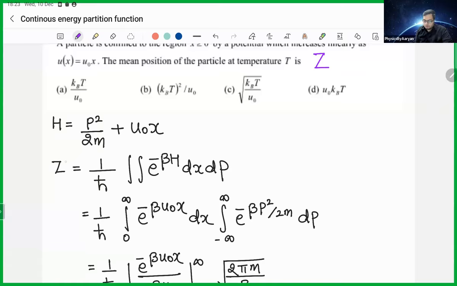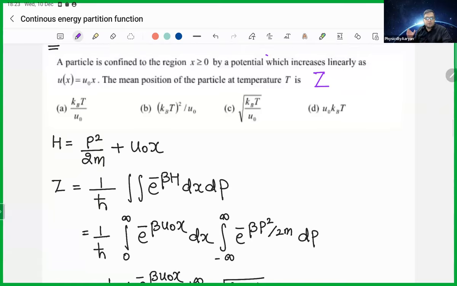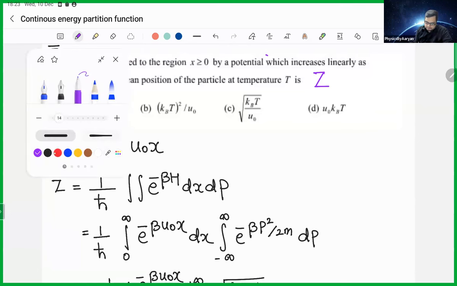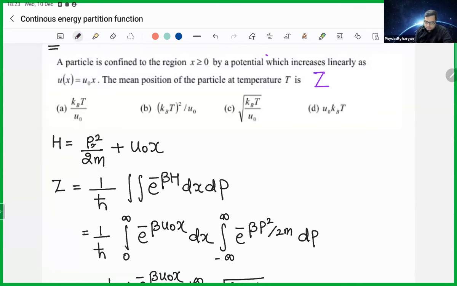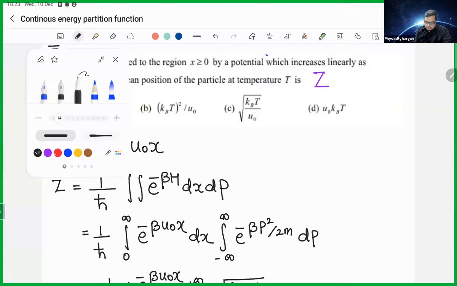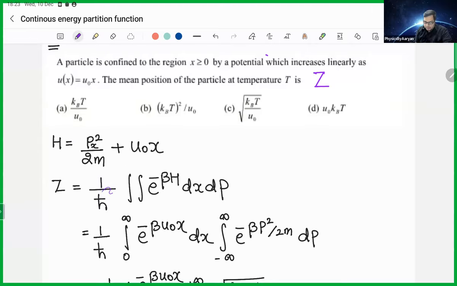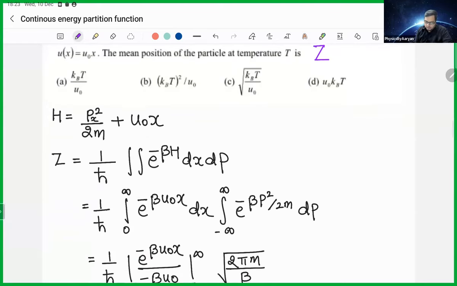So partition function. Now, first of all, we need to define, is it 1D, 2D, 3D? So obviously it is given, it is a one-dimensional problem. Only X is involved. So if only X is involved, I can say my Hamiltonian is given by Px square by 2m plus potential energy, which is U naught X. And then my partition function can be written as Z equals to 1 by H bar. You can write H bar or you can avoid H bar. Let's avoid H bar. No problem.